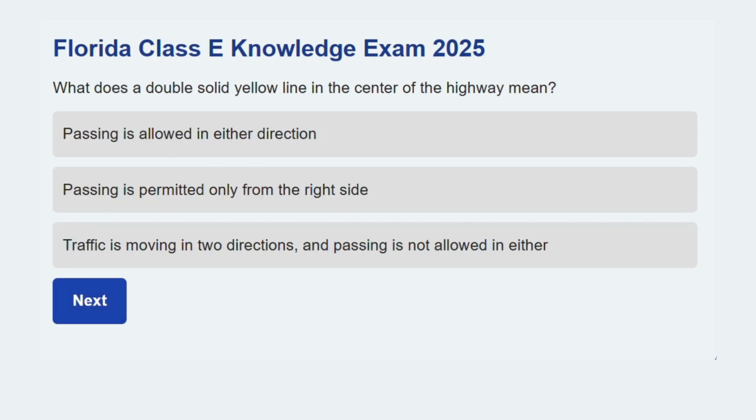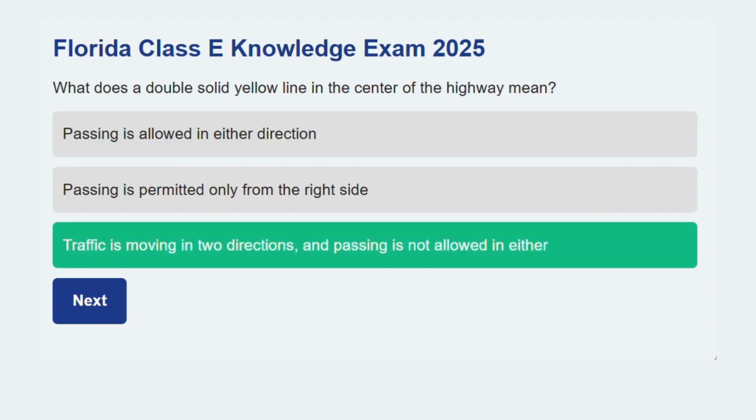Next question up. What does a double solid yellow line in the center of the highway mean? Traffic is moving in 2 directions and passing is not allowed in either. A double solid yellow line strictly prohibits passing for all traffic. Take a moment for this one.